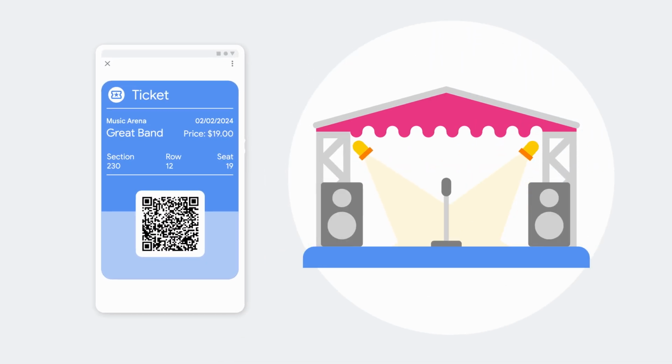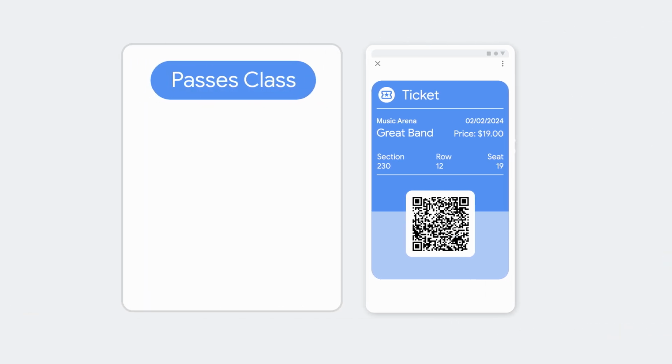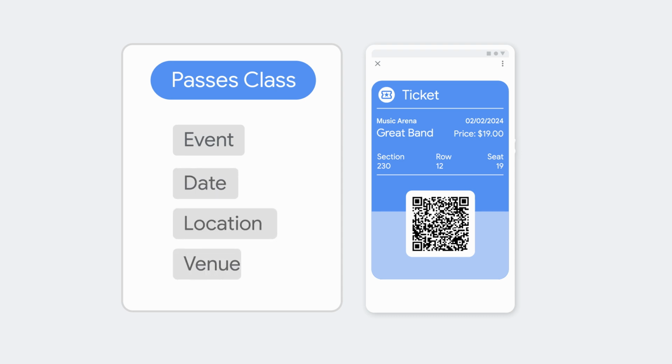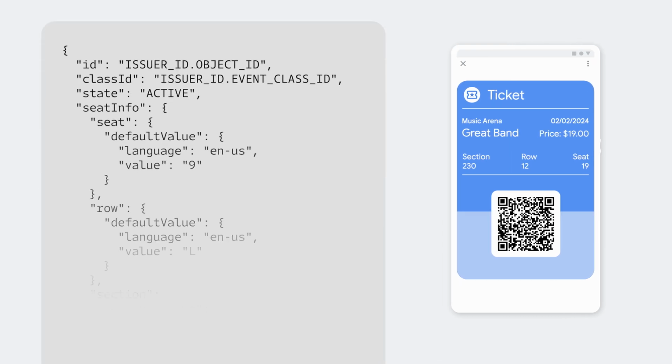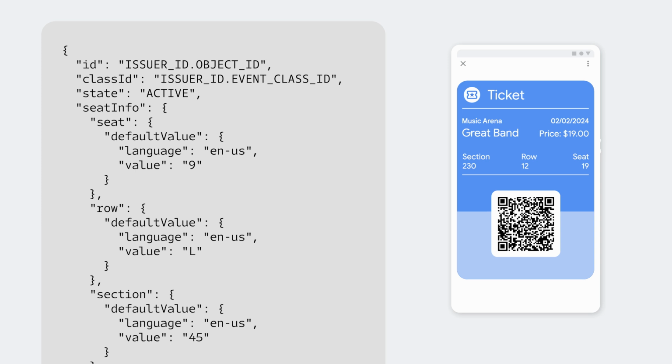For example, let's say you're building tickets for a concert. The passes class is where common values like the event name, date, location, and venue are set. Every passes class also requires a unique ID, which is made up of your issuer ID followed by a dot and a string of your choice. You'll use this ID anytime you want to create a pass based on that passes class.